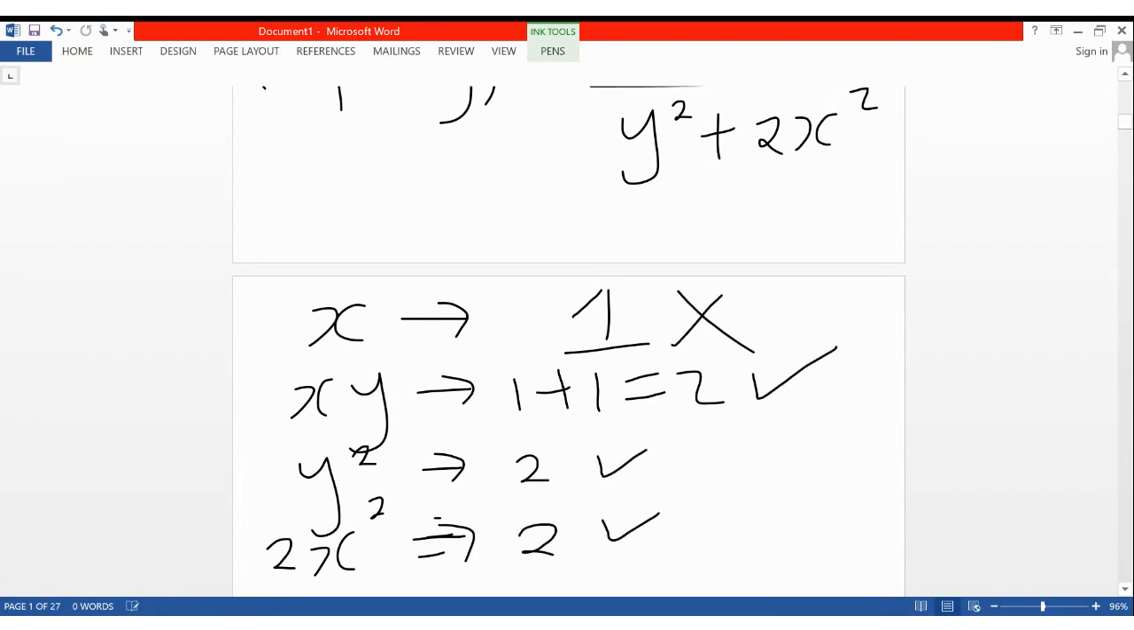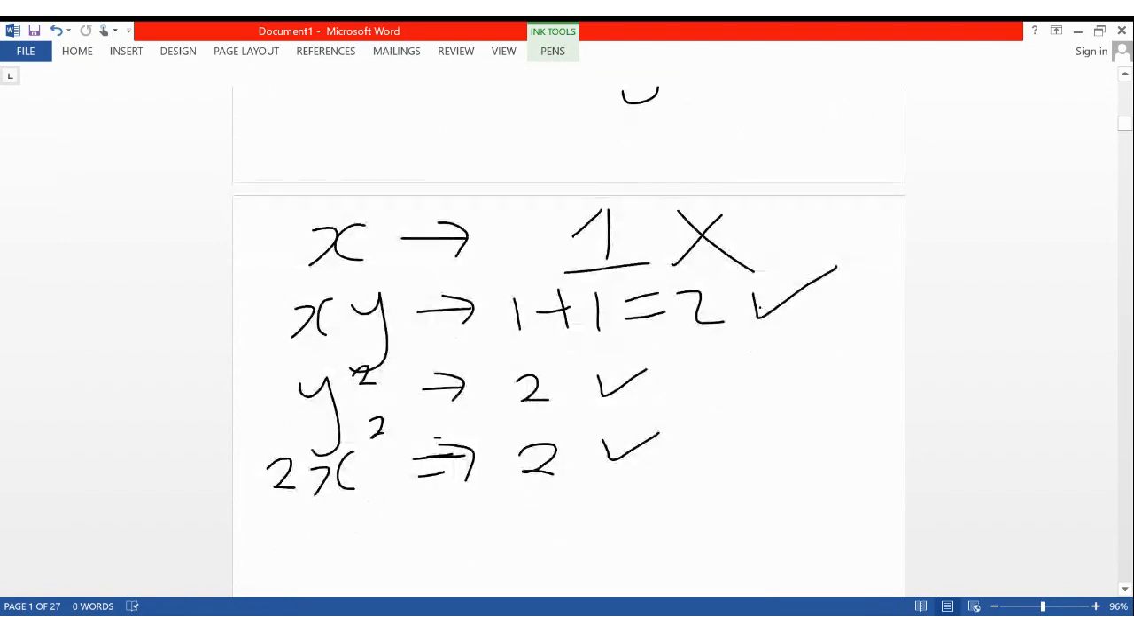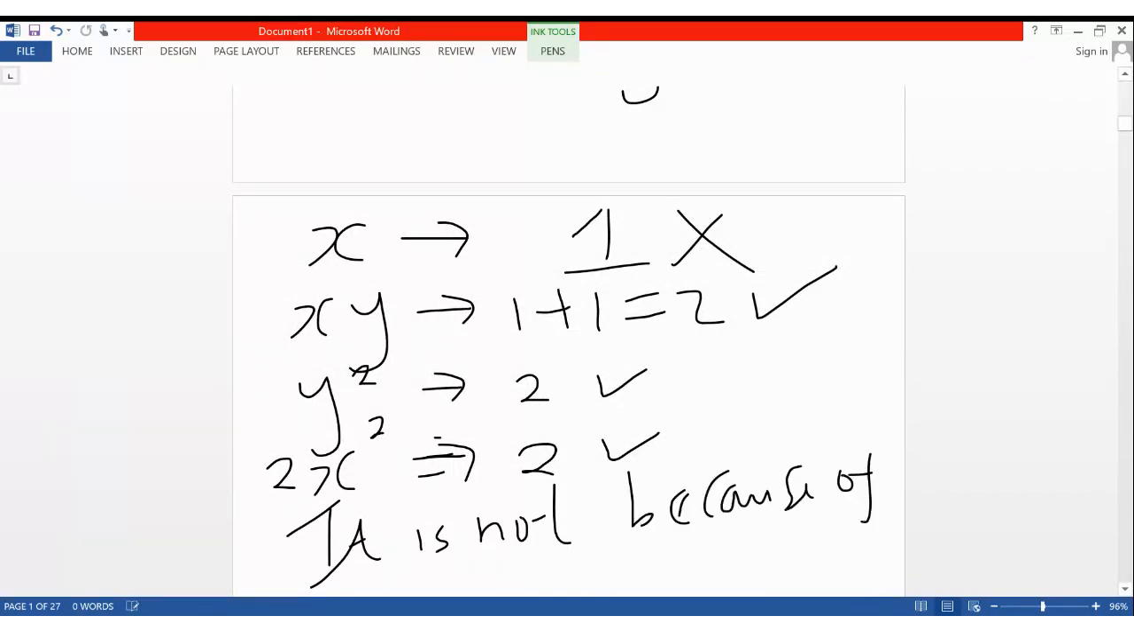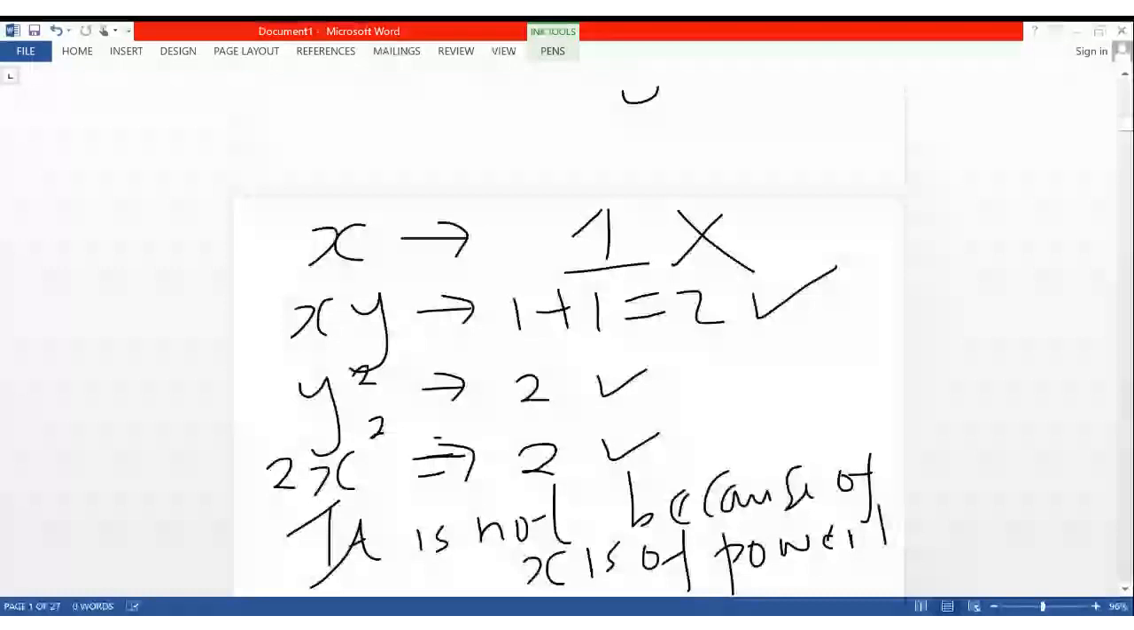So what we can say in short is that it is not, because x is of power 1. X is of power 1, so it is not. Simple as that. Very simple as that. It is not because x is of power 1. The rest are of power 2.